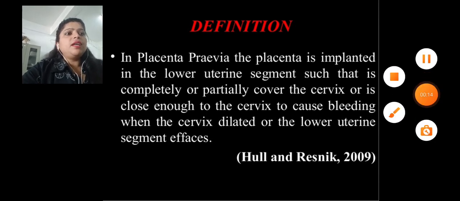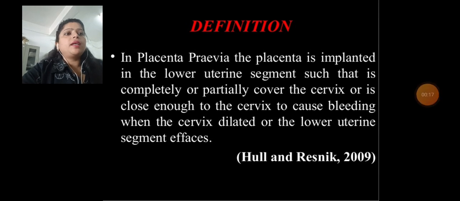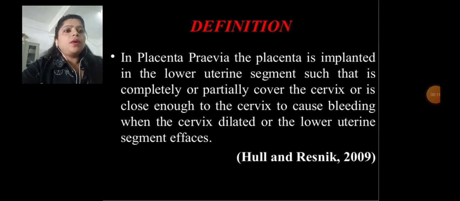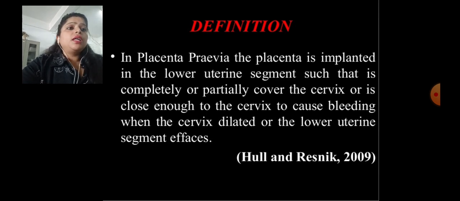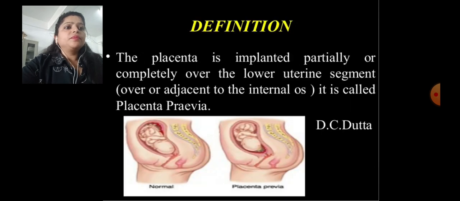So, Placenta Previa is implanted in the lower uterine segment such that it completely or partially covers the cervix or is close enough to the cervix to cause bleeding when the cervix is dilated or the lower uterine segment effaces. This definition was given by Hull and Resnick in the year 2009. In this, the placenta previa has been implanted in the lower uterine segment, due to which it completely or partially covers the cervix, and there is bleeding when the cervix is dilated in the lower uterine segment.